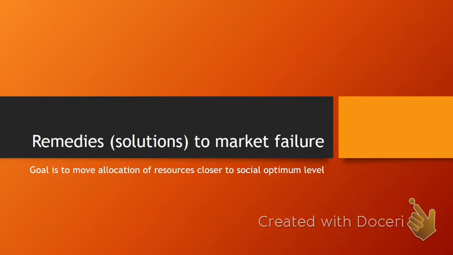So we're going to talk about remedies to market failure. If an externality is not internalized, that means that there's market failure, right? So there are ways, these are the ways that an externality can be internalized in order to move the allocation of resources closer to the optimal level.